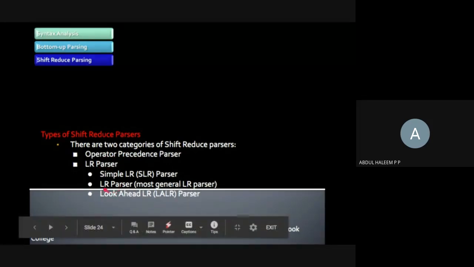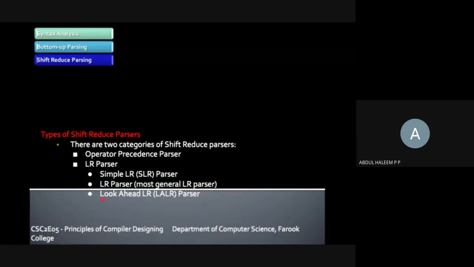LR parsers can be classified into three: simple LR parsers or SLR parsers, canonical LR parsers, the most general LR type, and LALR parsers, look-ahead LR parsers.